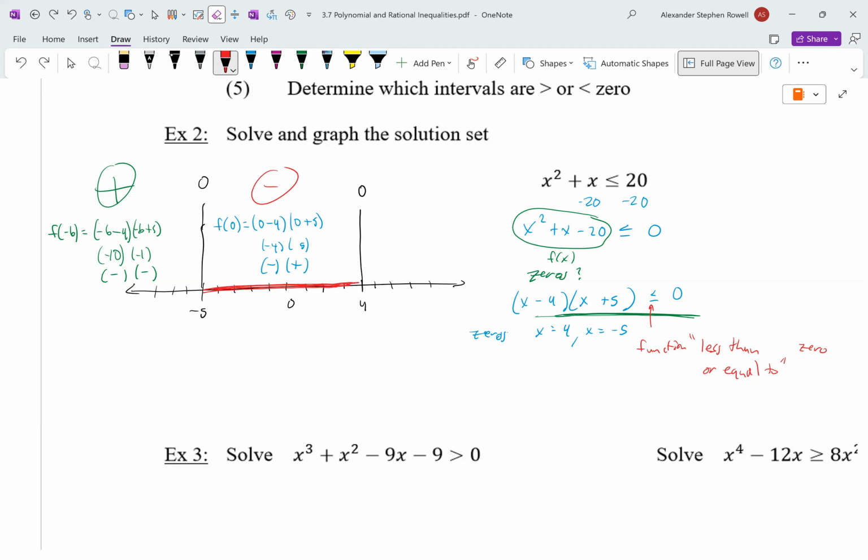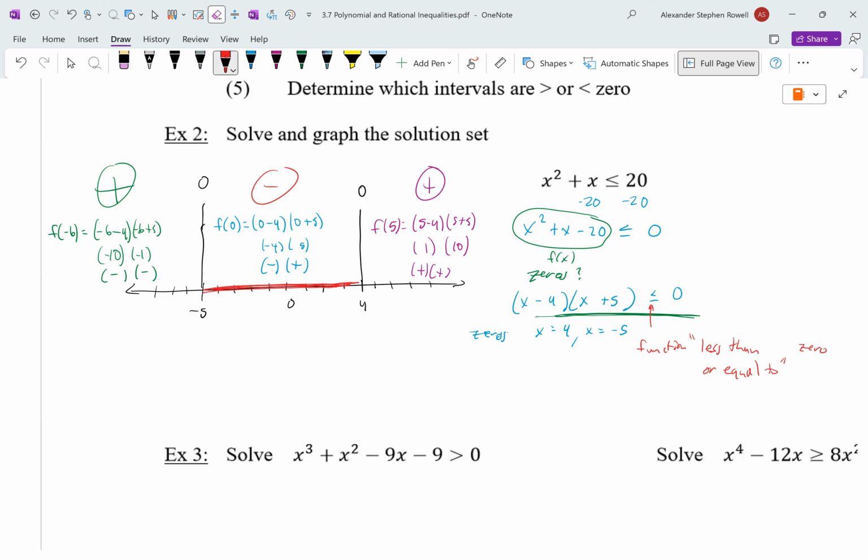Okay, my last interval. What's your favorite number that's greater than 4? Sure, f of 5 is equal to, what's 5 minus 4? What's 5 plus 5? If I plugged in 100, any value in here, I would get a positive times a positive, which is what? Positive. Do I want to include those? No. So my answer is where my function's negative, which is between negative 5 and 4.